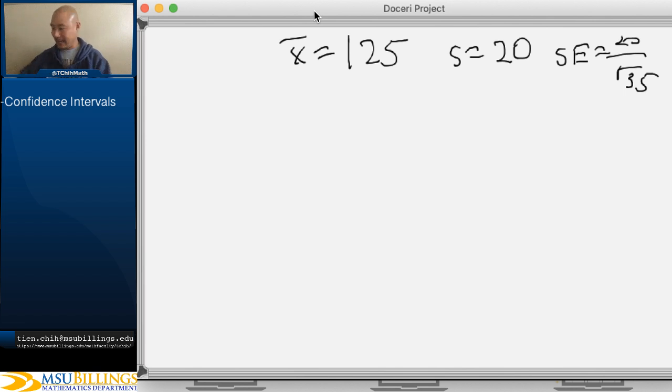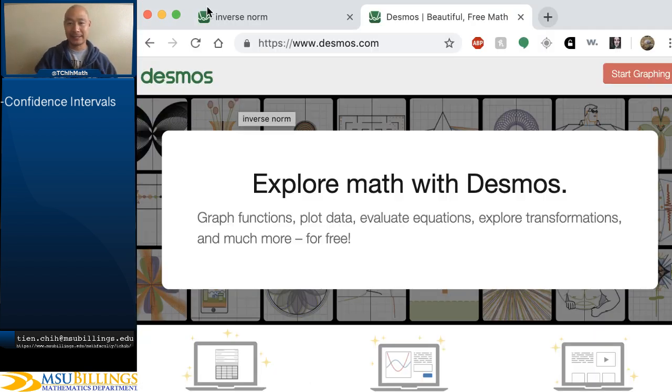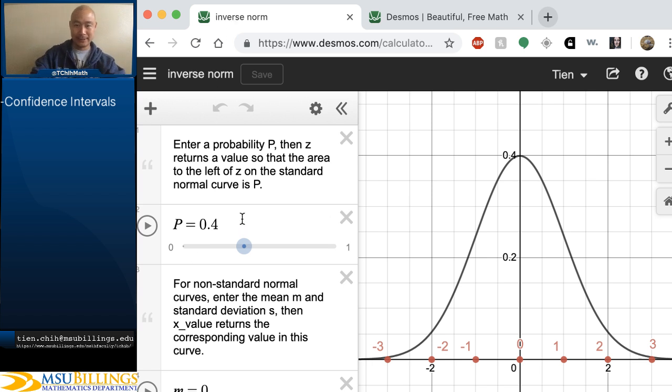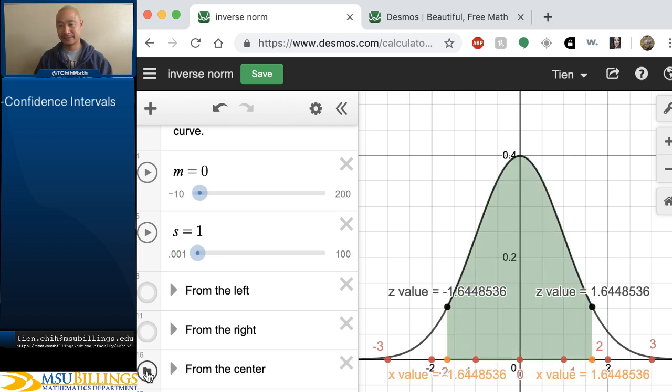All right, and let's say I want to compute a 90% confidence interval. And so if I compute a 90% confidence interval, right? What that would look like is, all right, I want to figure out what 90% is from the center, right? And that gives me a z value of 1.6485.